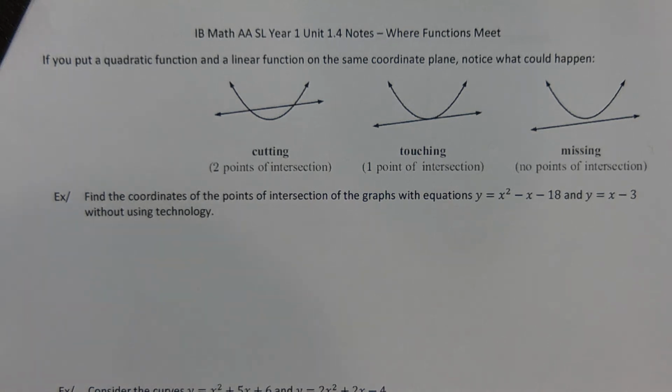Alrighty, IB Juniors, Unit 1.4, Where Functions Meet. This one's going to be short and sweet, my folks. Basically, graphs can cross each other sometimes, and they can do it in at least 3 ways. But our authors are specifically talking about when quadratics meet other things. And we're really just looking like quadratics meeting other quadratics or quadratics meeting a line.